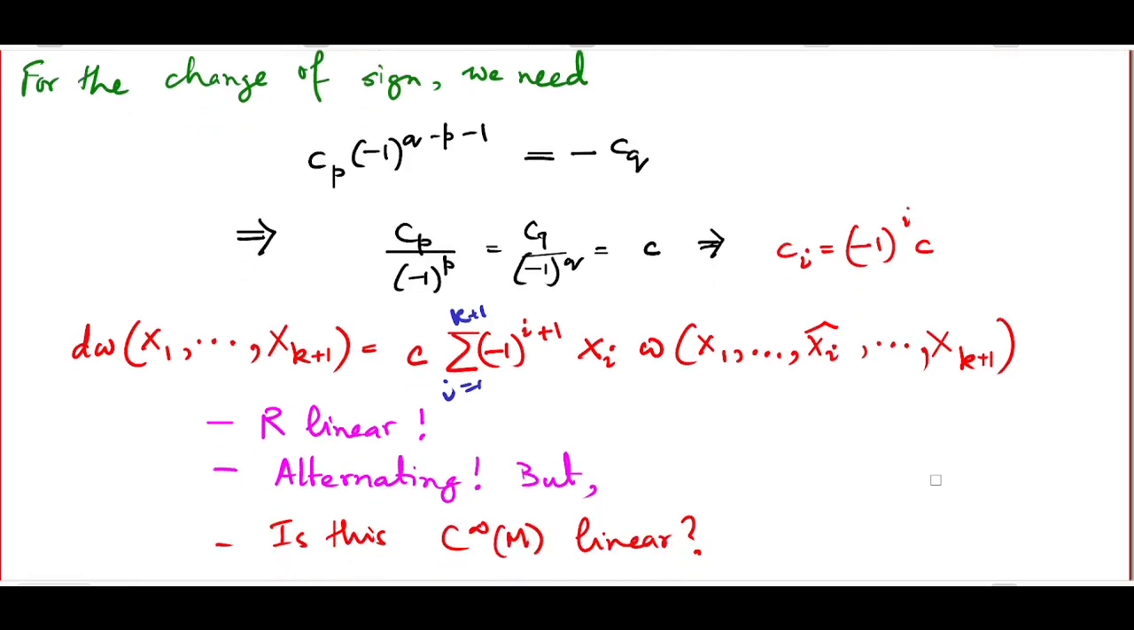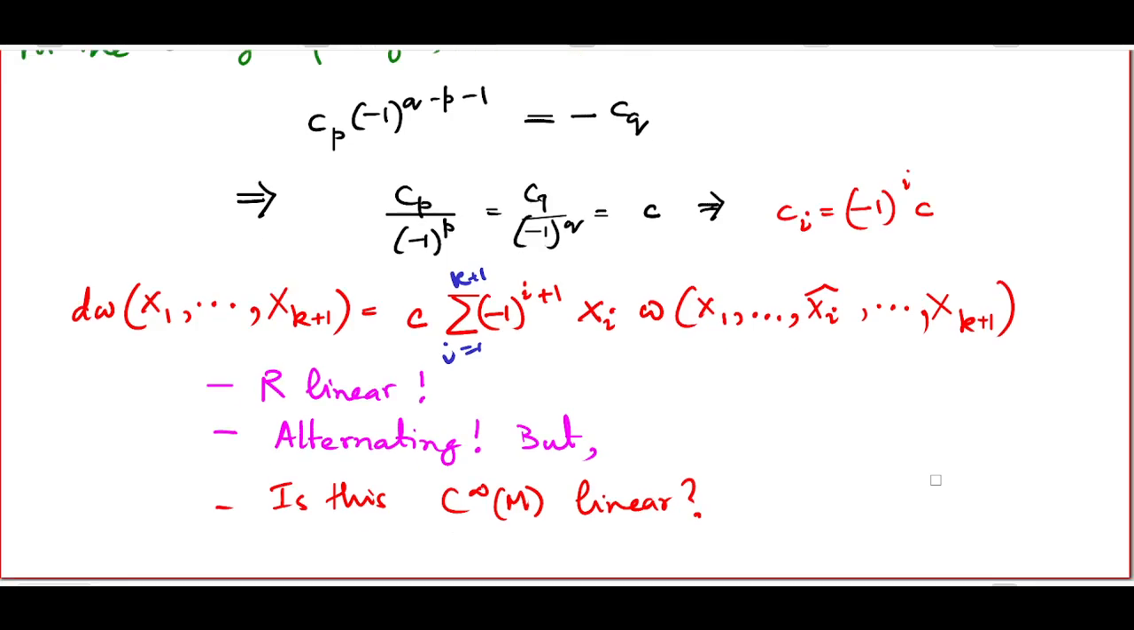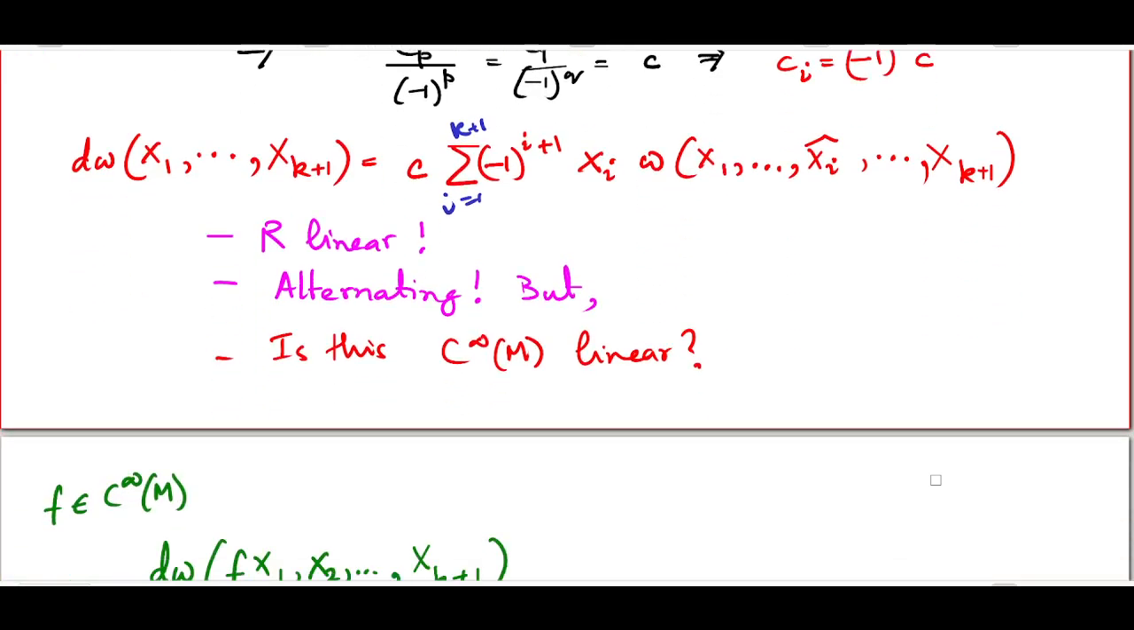Is this C infinity M linear? That is, if I were to replace any one of the arguments by a function times that argument, will I be able to pull that function out of this or not? Of course, now that we have actually shown that our sum is alternating, we don't really need to prove full multilinearity. Linearity, that is C infinity M linearity in any one of the arguments will do. So we will try to, just for definiteness, see whether C infinity M linearity works for the first argument.